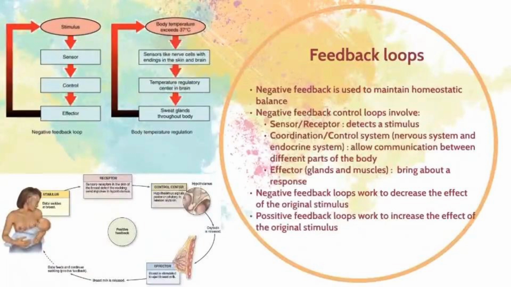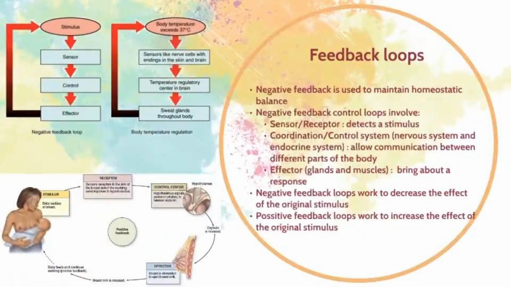So in a negative feedback loop, the loop works to decrease the effect of the original stimulus. So either the stimulus says this has got too hot or this has got too cold, and the negative feedback loop goes through and the effector basically counteracts that initial change that was detected. So it brings it back completely to the normal level.